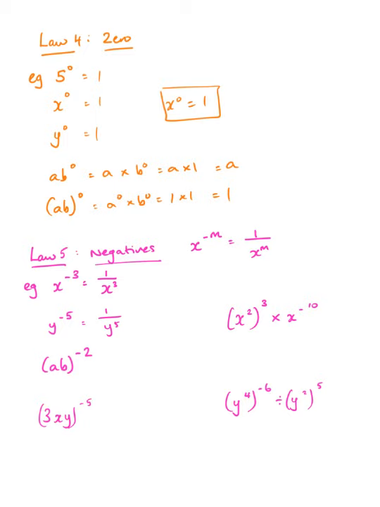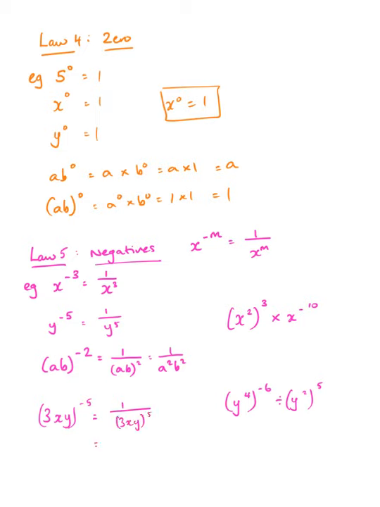So if you think about this one here, if you remember, everything in the bracket is going to need to be raised to that power of minus 2. So that's the same as 1 over ab in brackets squared. And if you needed to multiply that out, that would be 1 over a squared b squared. Remember, that minus just means do 1 over, and the number is the power you're raising it to. So if I have this one here, 3xy to the minus 5, that's the same as 1 over 3xy all to the power 5.